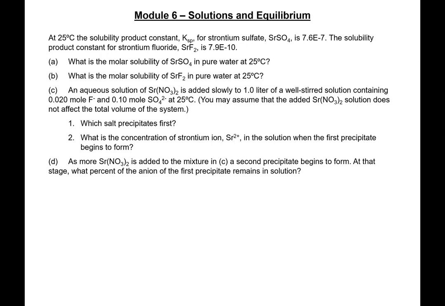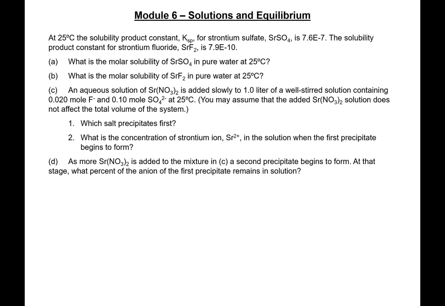The third part says an aqueous solution of strontium nitrate is added slowly to a liter of a well-stirred solution containing 0.020 mole fluoride and 0.10 mole sulfate. You may assume that the added strontium nitrate solution does not affect the total volume of the system. Which salt precipitates first, and what's the concentration of strontium ion in the solution when that first precipitate begins to form?